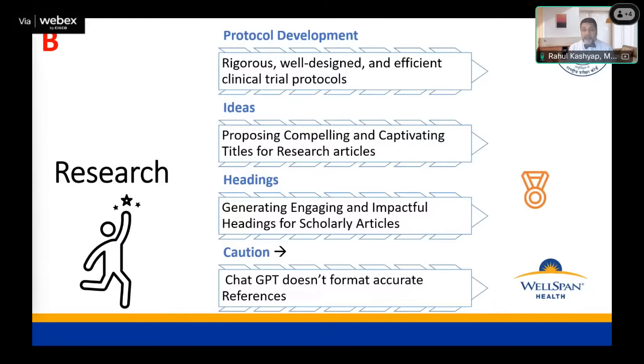hospitals. You can develop a very rigorous, well-designed and efficient clinical trial protocol if you know how to provide proper prompts, and you can evaluate what is coming out from ChatGPT or Claude or any other large language model. You can actually refine your ideas. I remember when I used to write down the ideas on paper and try to sketch it out and think it through. When it comes to designing study names or acronyms, now you can do it very, very quickly.